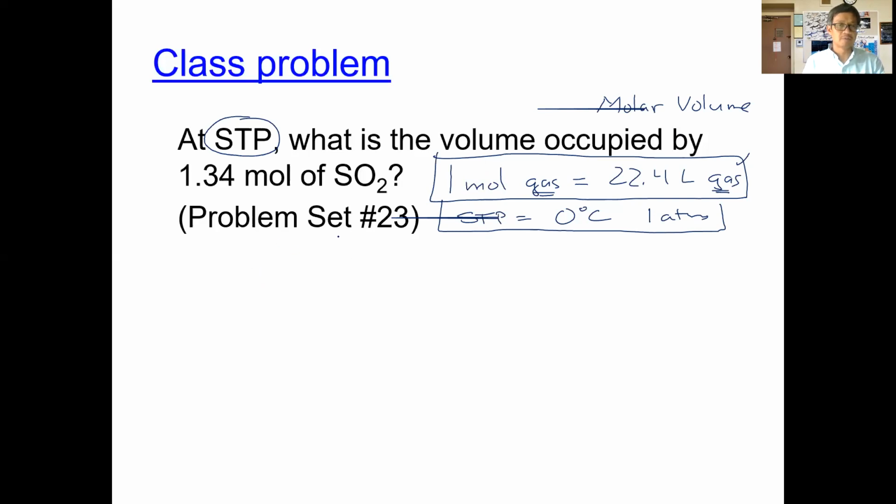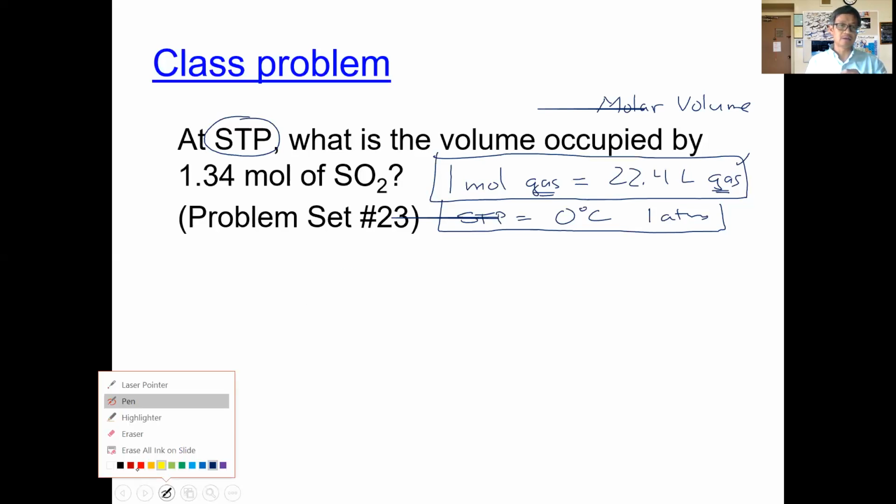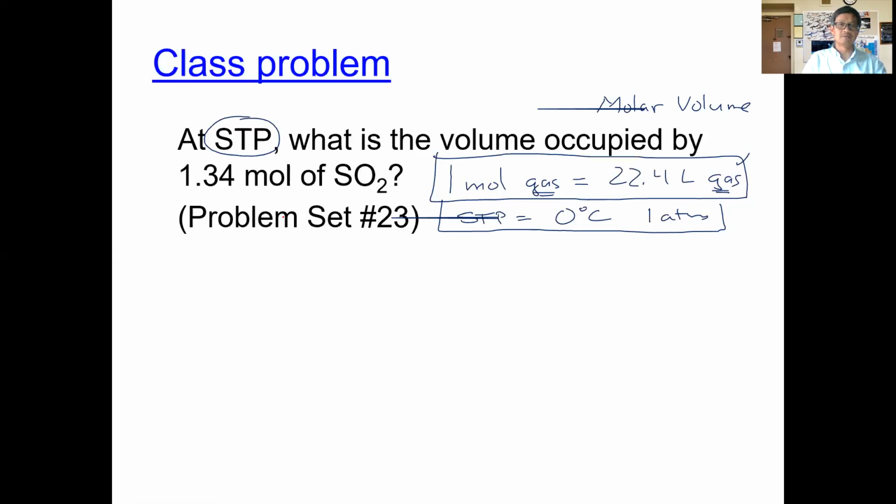And with all conversion problems, remember what you have to do first: ask yourself 3 questions. What do you start out with? What do they want you to solve for? And what's the conversion factor that will get us from start to finish? Well, if you notice here, this is what we start out with. We're given this, so this is our starting amount. We are asked to solve for the volume, so that's what we're going to end up with. And our conversion factor, since we have a gas at STP, we can use this conversion factor right here, our molar volume, to get that done.